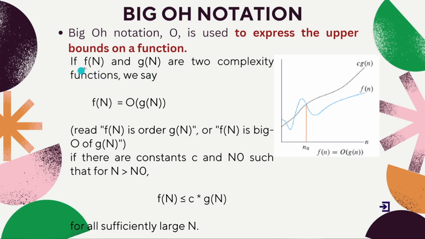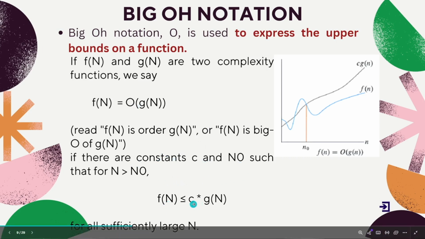Suppose we have 2 complexity functions f of n and g of n. We say that f of n is equal to big O of g of n if there are constants c and n naught such that for n greater than n naught, f of n is less than or equal to c into g of n for all sufficiently large n. So, here we have 2 functions, complexity classes f of n and g of n, and we are defining the upper bound for this function f of n.